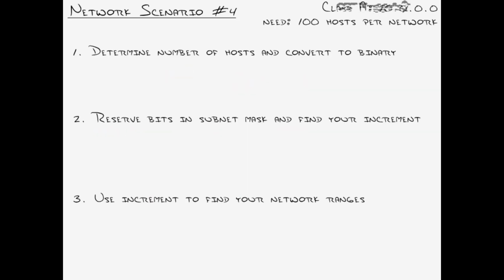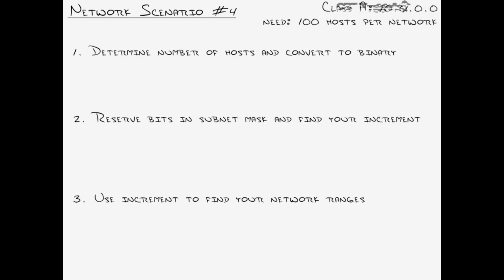If you were watching the clock on that previous network scenario number 3, it was 2 minutes, 54 seconds we took once we started actually working on the problem. Pretty good. That's the kind of time frame you need to be looking at for these.